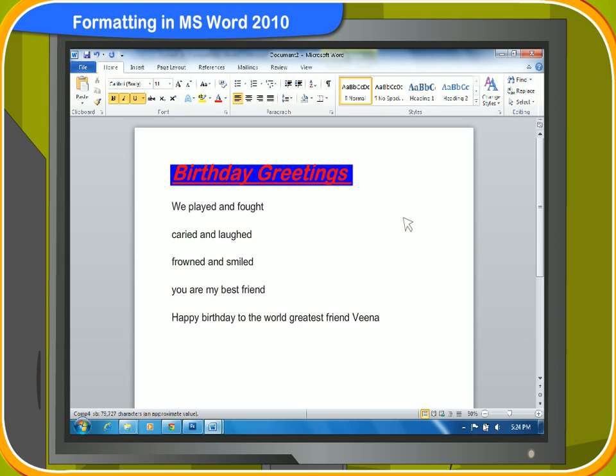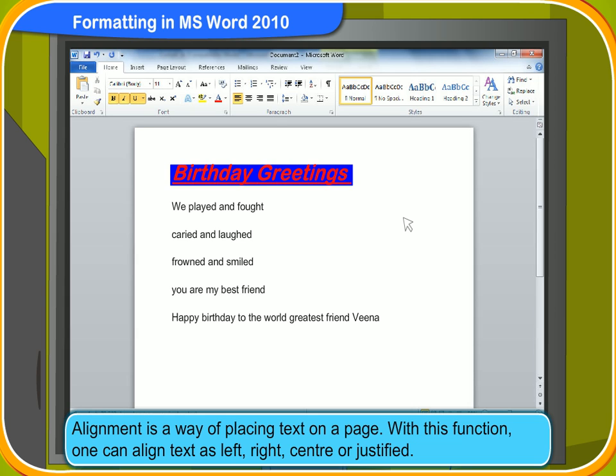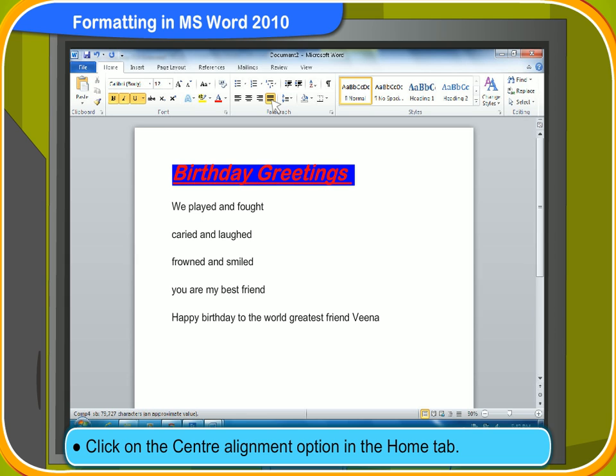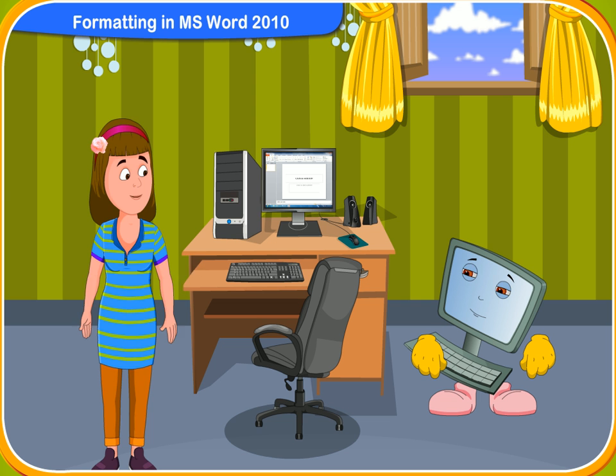How can I take the heading words to the middle of the page? You can do it by using the alignment option. Alignment is a way of placing text on a page. With this function, you can align text as left, right, center and justified. In order to make the heading text center aligned, first select the text and then click on the center alignment option in the Home tab. Look, the heading is now at the center.